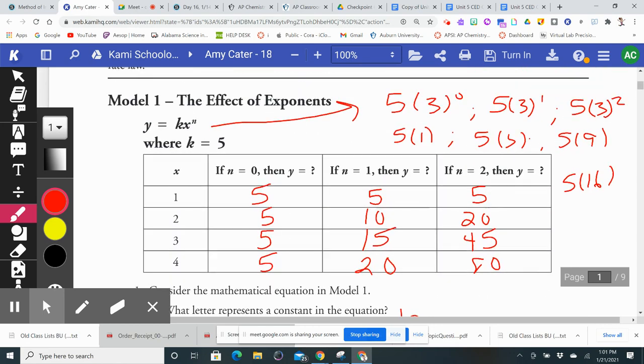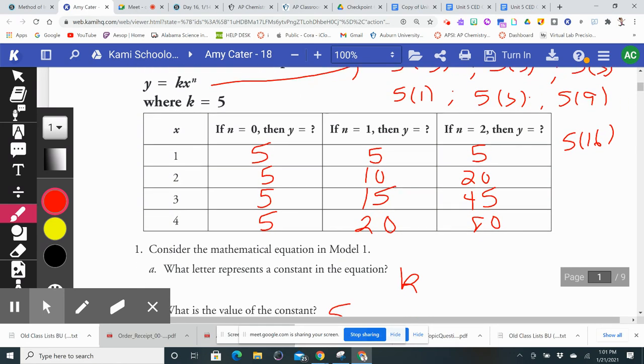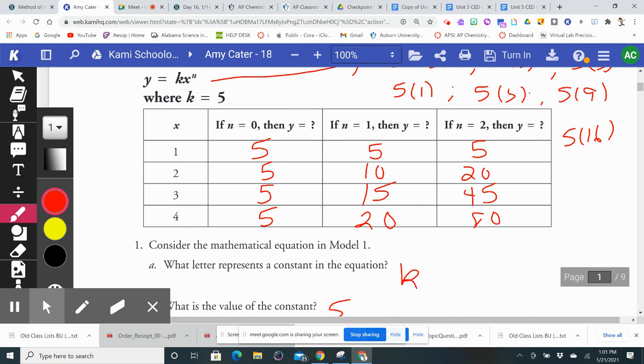Does x in the equation represent the independent variable, the dependent variable, or a constant? Okay, let's go back and think. If you look at that table now, is x the independent variable, the dependent variable, or the constant? Not the constant, right. So we cross that one out. Which one is it? Independent.